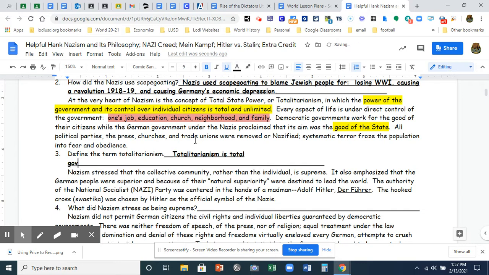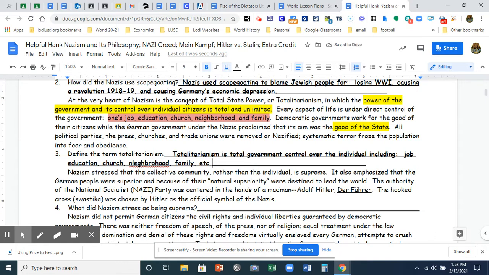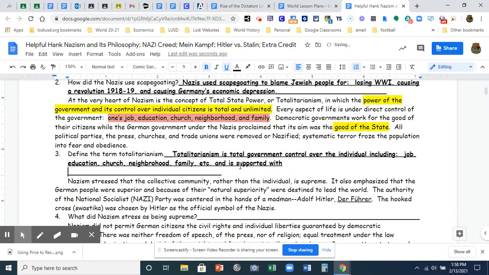Is total government control over individuals, including, I need a list. See, I can make a list and still write a sentence, including job, education, church, neighborhood, etc. So I had a typo. Did I leave it? No. And is supported with propaganda and terror. Fear makes this happen. So I don't leave it sloppy.